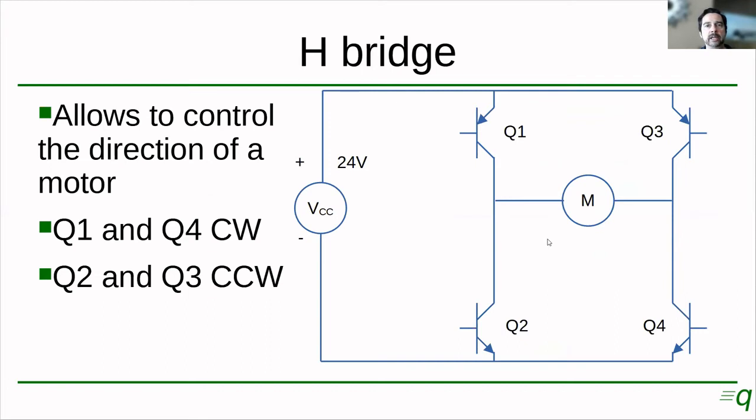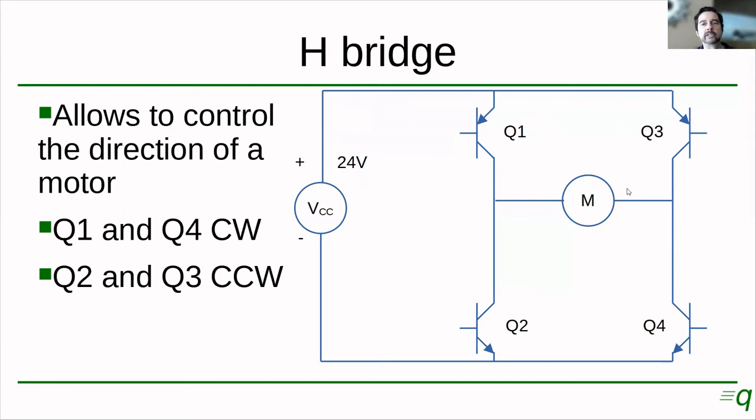Now, let's see another application of the PNP transistors used in combination with the NPN, right? So we have Q1 here is a PNP transistor, Q3 is another PNP transistor, and Q2 and Q4 are NPNs. Connected in between here, we have a motor, a DC motor. Remember, with a DC motor, you can control the direction by controlling the polarity. So let's say if it is positive on this side and negative on this side, it turns clockwise. And if it is negative on this side and positive over here, it will turn counterclockwise.